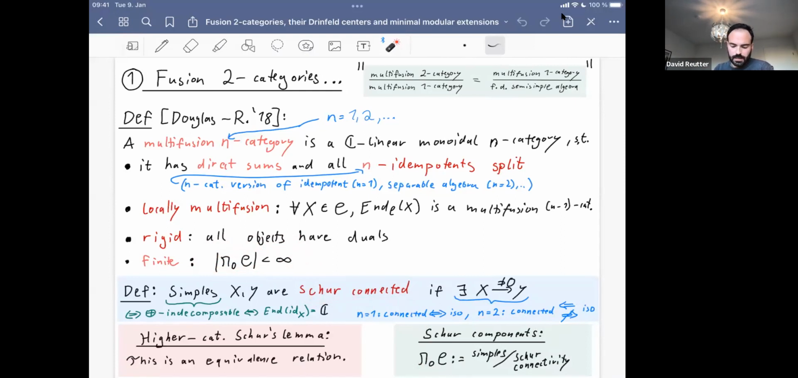Okay, and let me say one last thing. Of course, now I have defined what a multifusion two category is, or a multifusion one category as well, at the same time. Fusion is the same definition as usual. You say a multifusion two category is fusion if the tensor unit is a simple object. So that's the last bit of the definition. And that is the definition. Are there any questions on that slide?